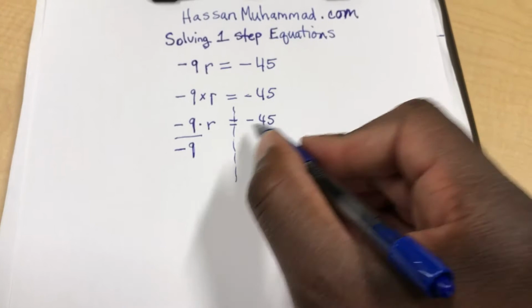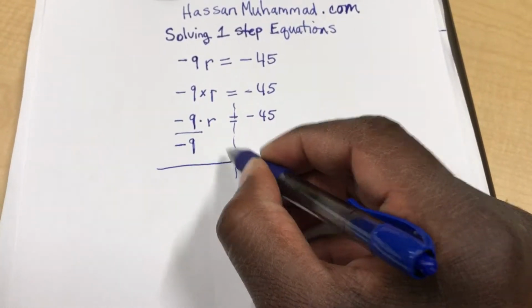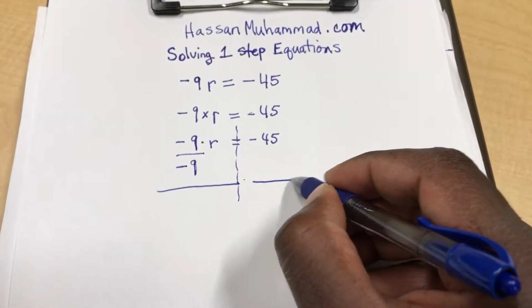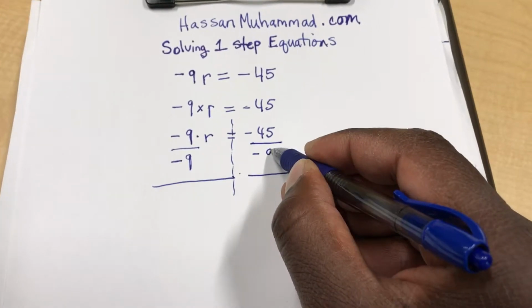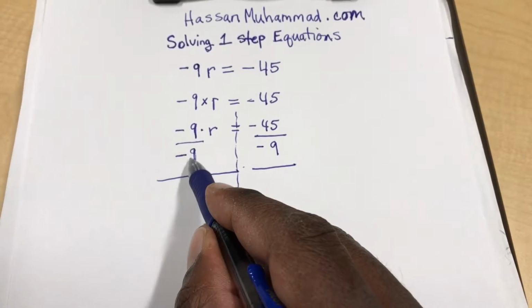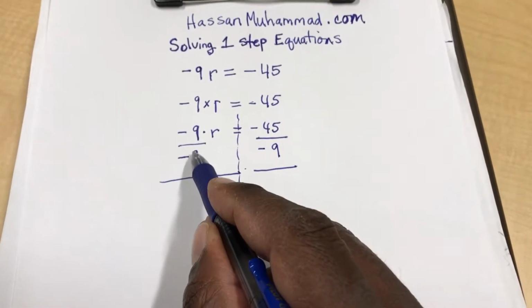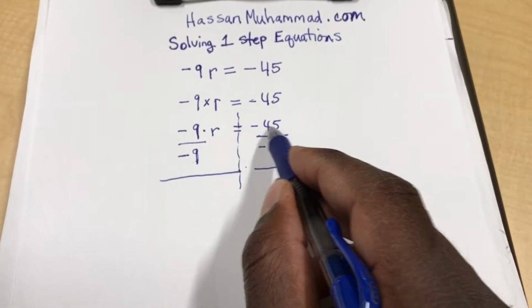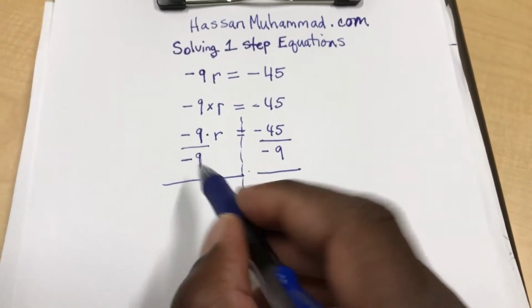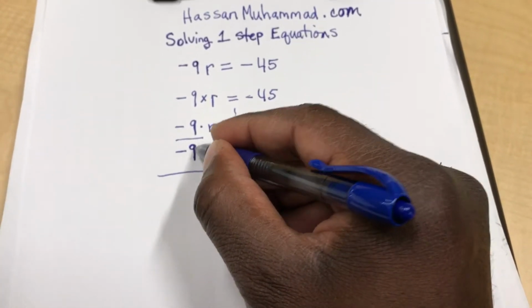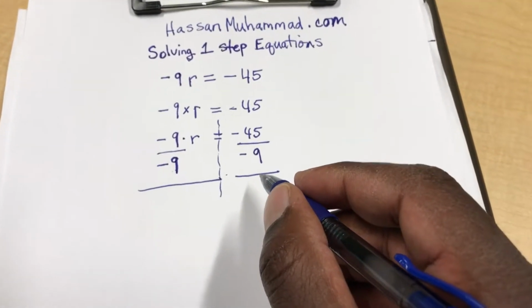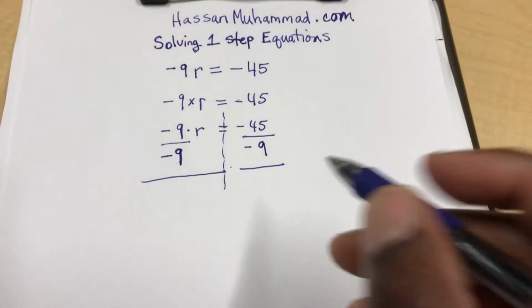And because we introduced a new divided by negative 9 on the left hand side, we must introduce a new divided by negative 9 on the right hand side. If we only introduced it on the left hand side, this equation would no longer be equal. It would be lopsided. The left hand side would no longer be equal to the right hand side. But because we introduce a negative 9 on the left, we must introduce a negative 9 on the right in order for the equation to remain equal.